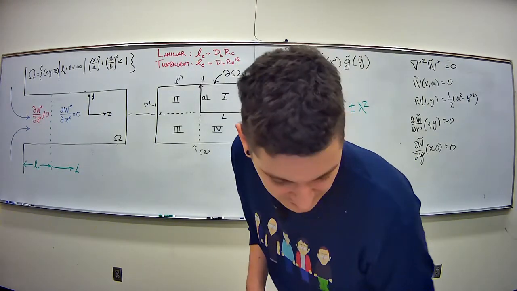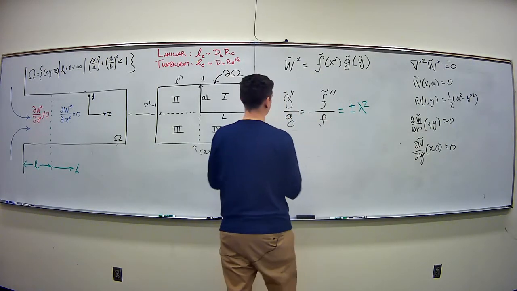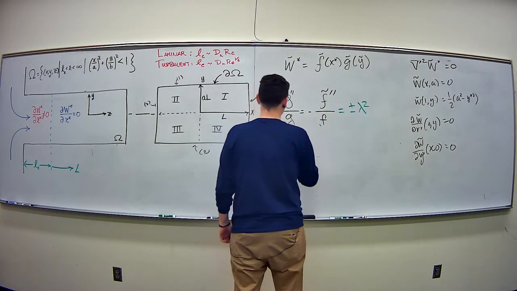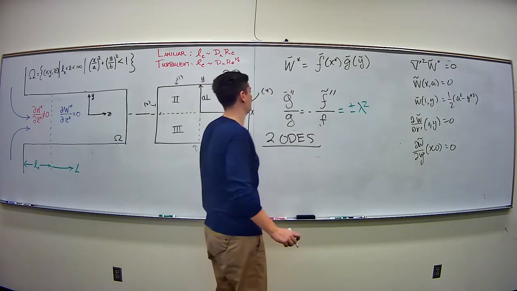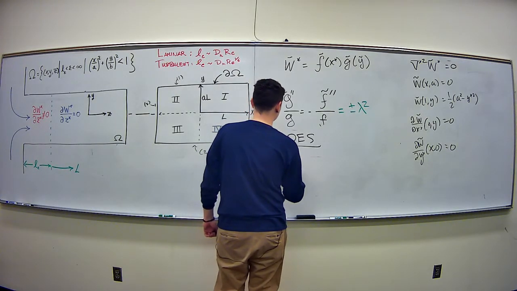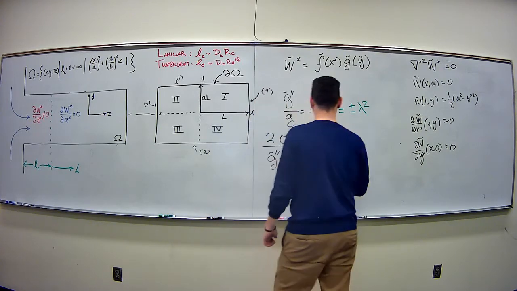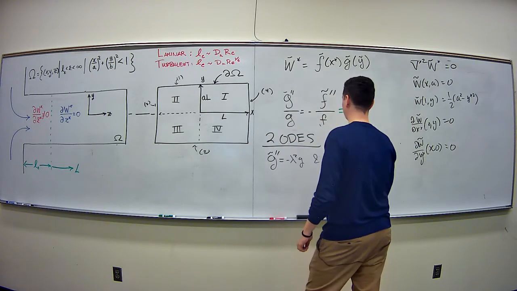All right. So what you end up getting, if these are constant values, is that I now get two ODEs. This is the PDE. I broke it up, and now I just have two ODEs to solve. What are these two ODEs?